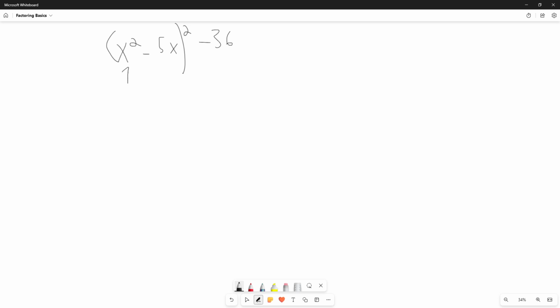The perfect square of the first term is x squared minus 5x on the inside. And this term here is just a 6. So we can do what we did last time. We have x squared minus 5x plus 6 and x squared minus 5x minus 6.